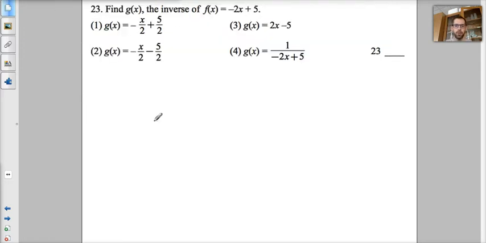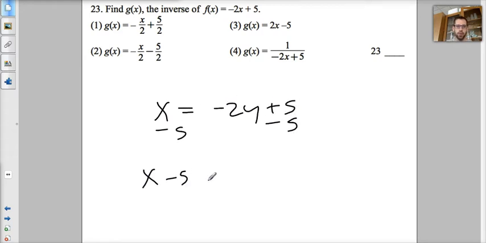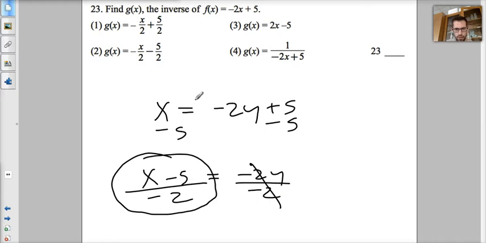All right, find the inverse. So I'm going to say switch x and y. So x equals negative 2y plus 5, subtract 5, get y by itself. So I get y equals this, which isn't an option, so I could divide both of them by negative 2, and I get x over negative 2 minus, or really, a negative divided by negative is a plus 5 over 2.